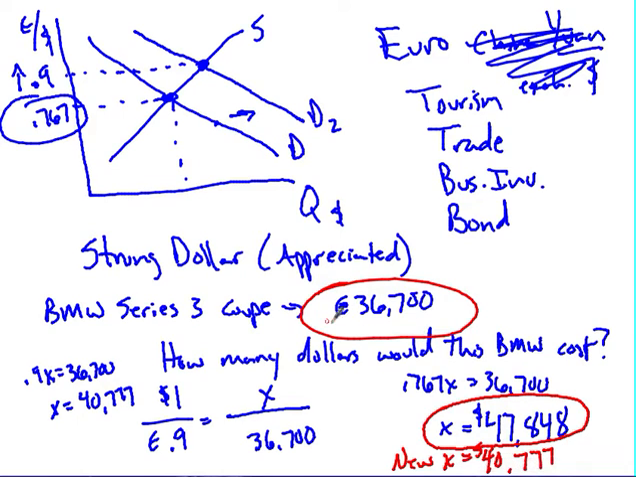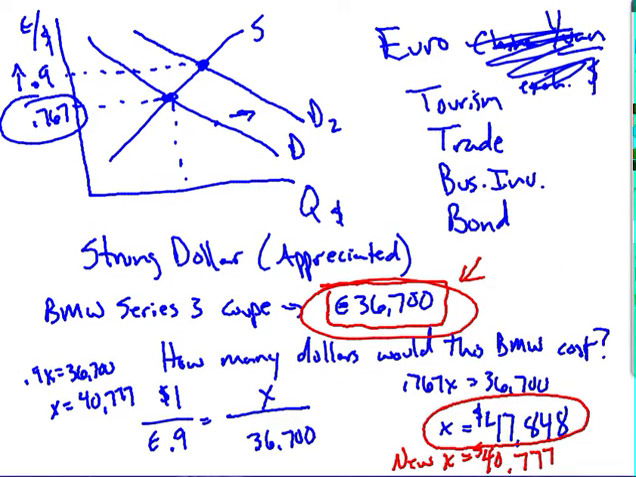Now, when the dollar value changed and the cost of the dollar went up, and you do the math, you can see that now the same BMW costs $40,777. What happened to this price? Did it change at all? And the answer is no. They're still going to get their 36,700 euros. Now it just takes a lot less of your money in order to buy it. All right, and so we call this a strong dollar or an appreciated dollar.